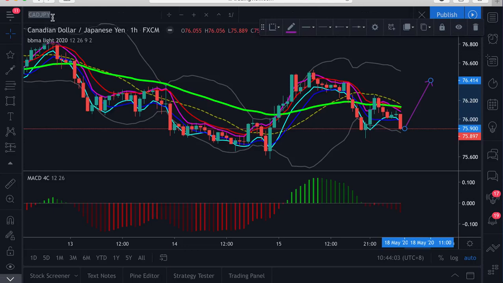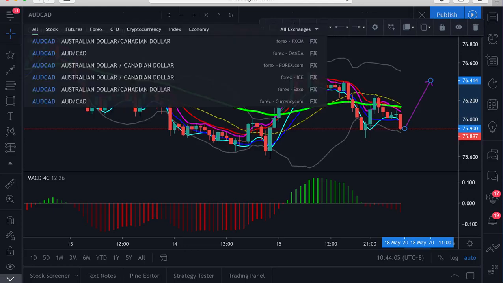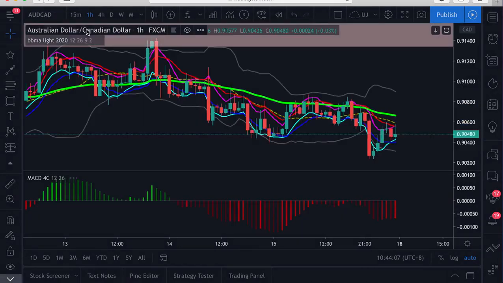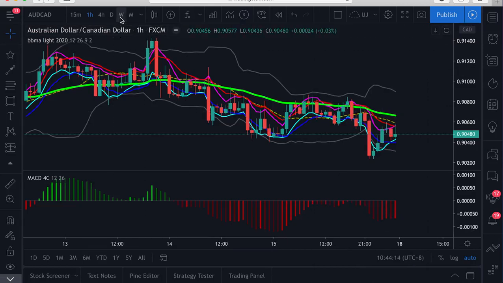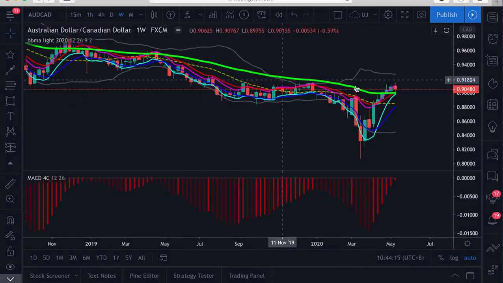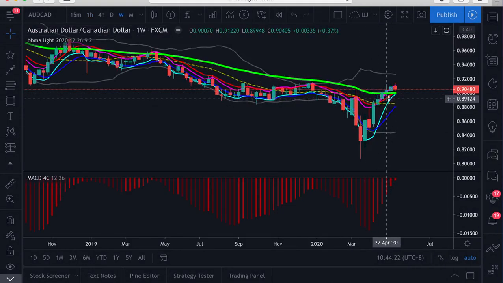And next pair is AUD CAD. Let's look at AUD CAD again for this week. We have two CAD pairs for this week. Let's clean this chart first. In weekly, it's currently making a re-entry sell, but be careful because it's already closed above the EMA 50. So we need to see confirmation on the lower time frame.